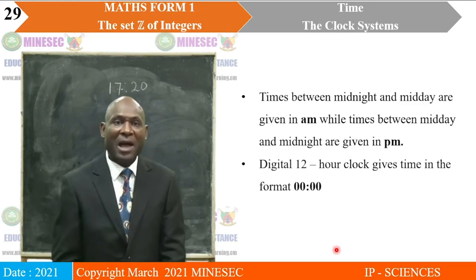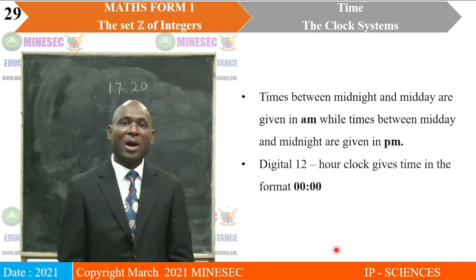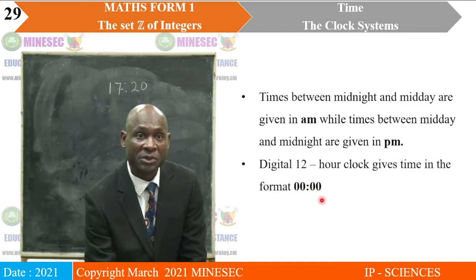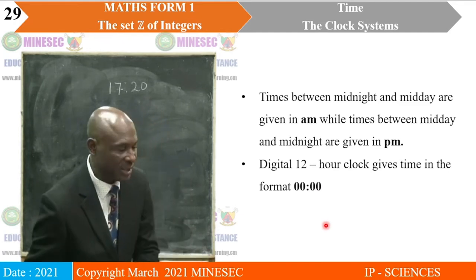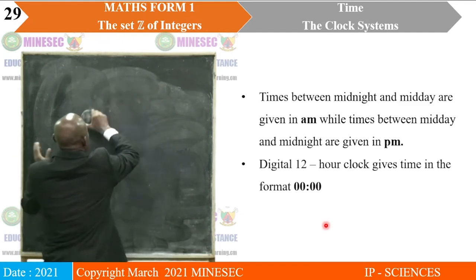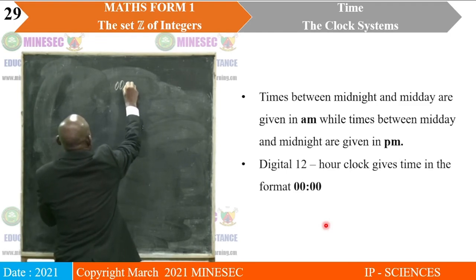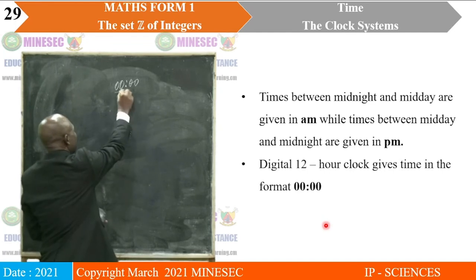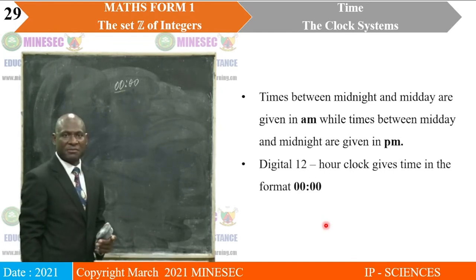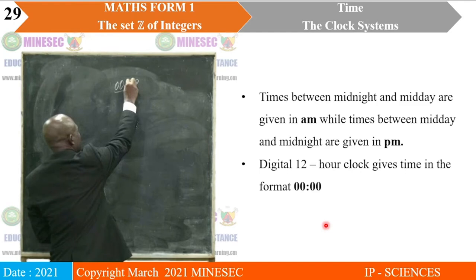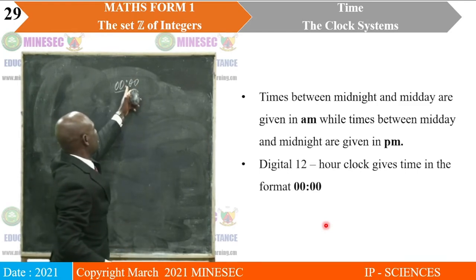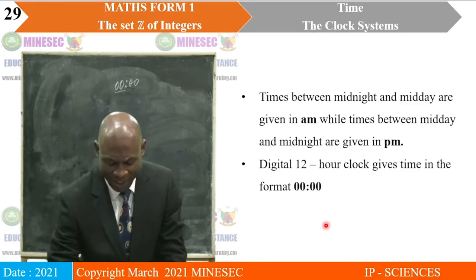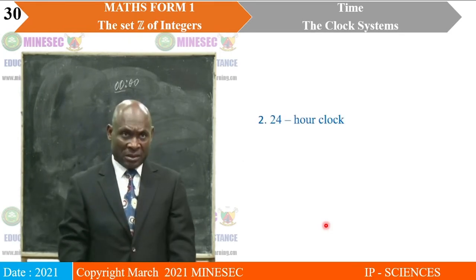The digital 12-hour clock gives time in the format 00:00, as you see in this format. This is how the digital clock gives time, where the first two digits are for hours, then the other digits after the colon give the minutes. So we can have time like that.